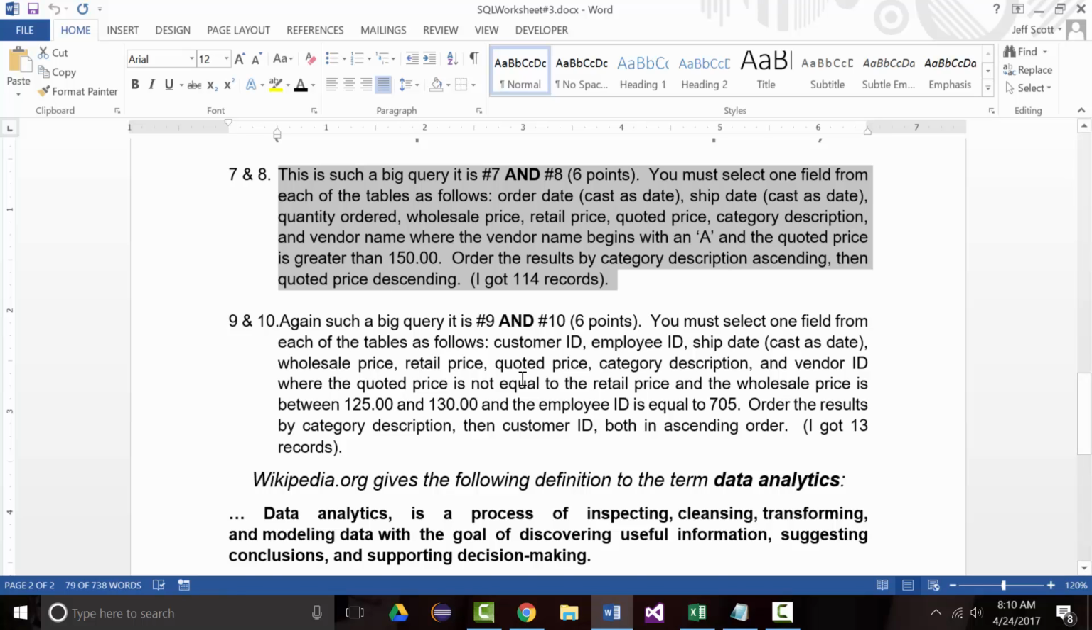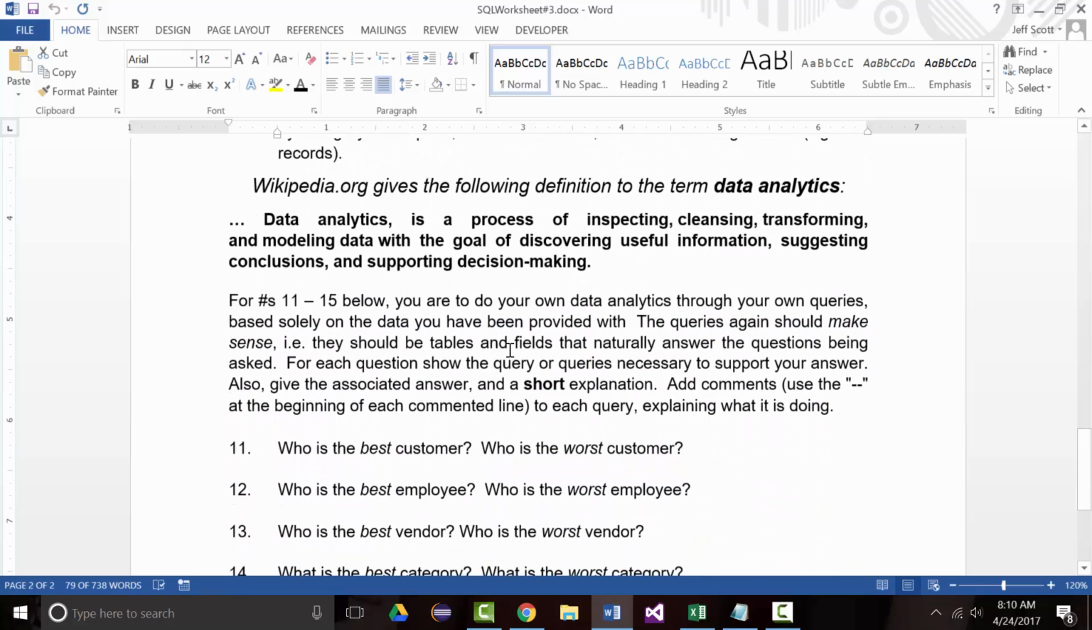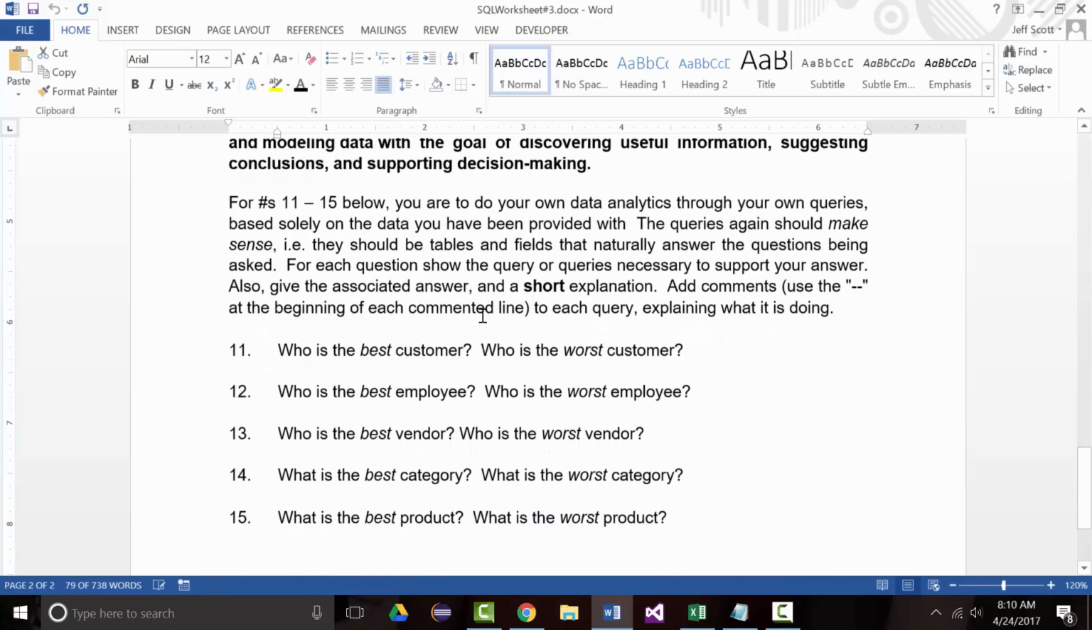And then finally, you may or may not have heard of this topic before. The term is data analytics. It's a fairly hot term right now, and it's the ability to go in and take a look at data and make conclusions based on that data. So that's what you're going to do. You're going to look at all the data you have in front of you, and based on that, tell me who is the best customer, who is the worst customer, who is the best employee, who is the worst employee, who is the best vendor, who is the worst vendor.